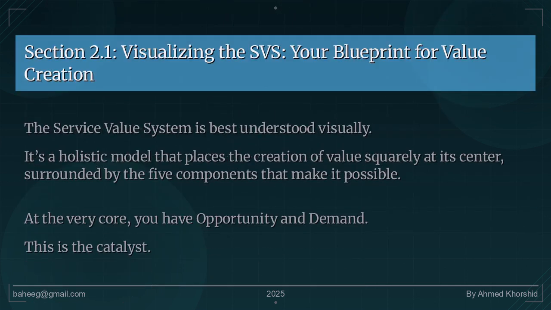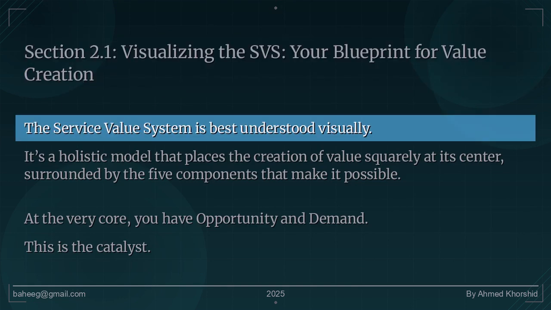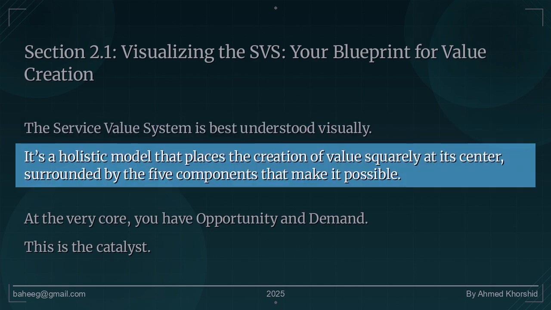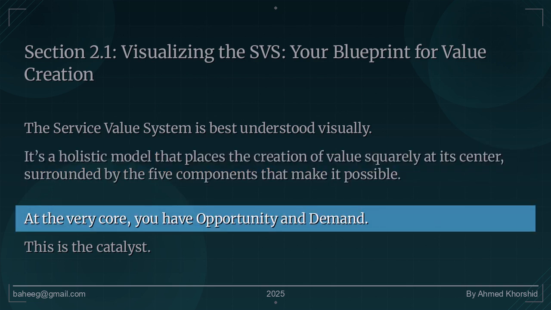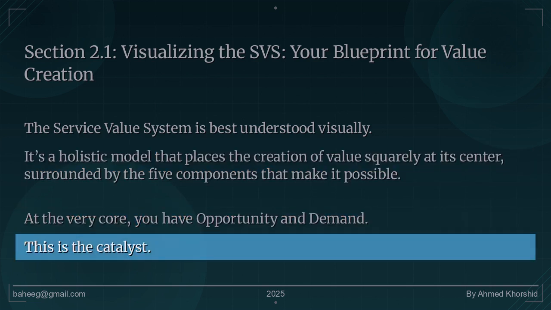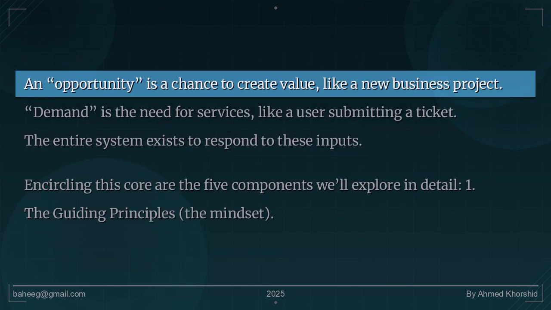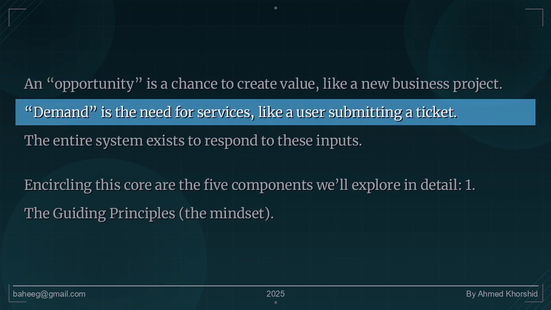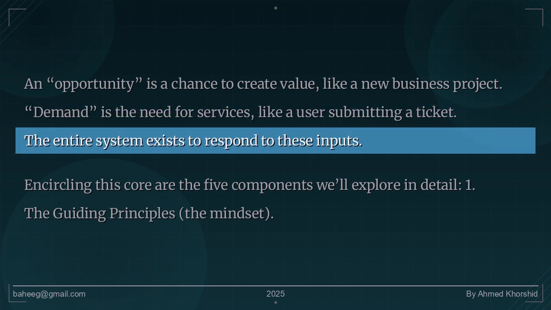Section 2.1 Visualizing the SVS, your blueprint for value creation. The service value system is best understood visually. It's a holistic model that places the creation of value squarely at its center, surrounded by the 5 components that make it possible. At the very core, you have opportunity and demand. This is the catalyst. An opportunity is a chance to create value, like a new business project. Demand is the need for services, like a user submitting a ticket. The entire system exists to respond to these inputs.